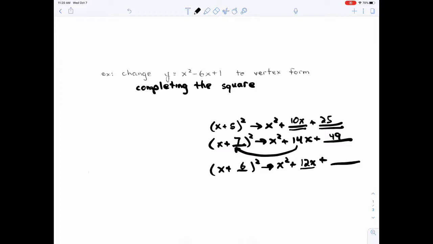Okay, and then what would be in the last blank? Again, don't just wait for me. Do it yourself, because if you don't, you're not going to understand this. Okay, but I'll assume you've already thought about it. That should be 36.